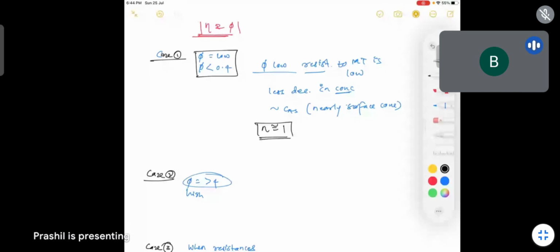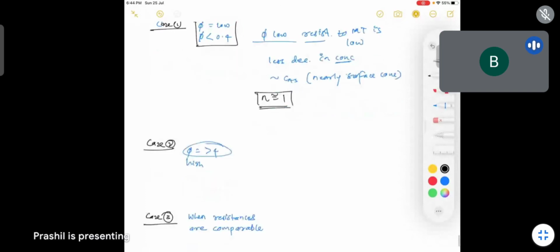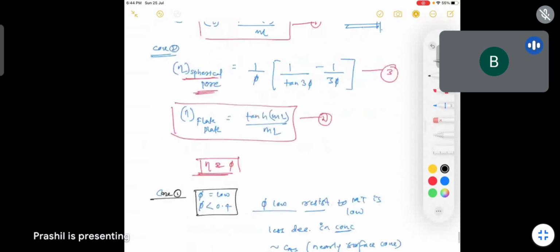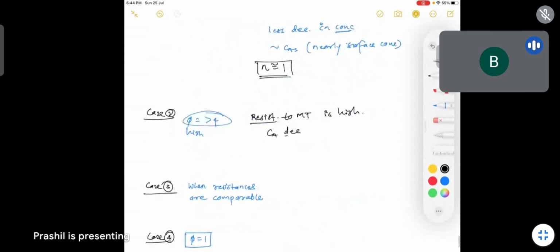Then the second case is exactly opposite. If phi is high, then your resistance to mass transfer is high, and if the resistance to mass transfer is high, then there is a decrease in concentration. CAS will be very high compared to CA, so this concentration is decreasing, and because of this there is a decrease in rate and in the corresponding effectiveness factor. So you will have a low effectiveness factor.